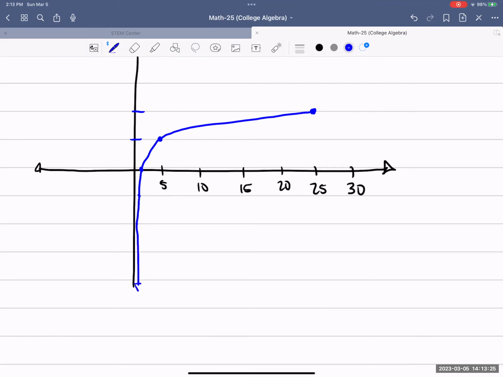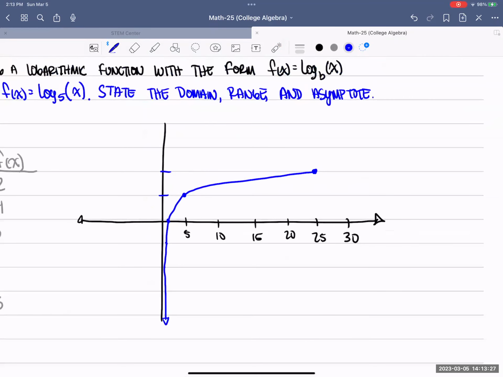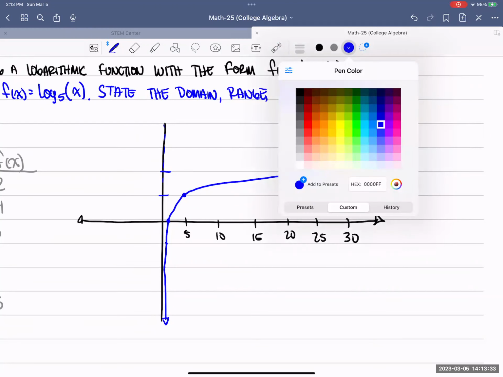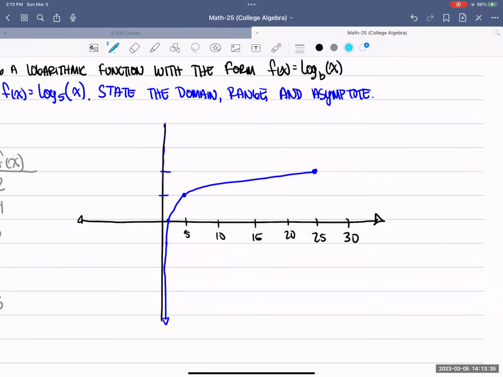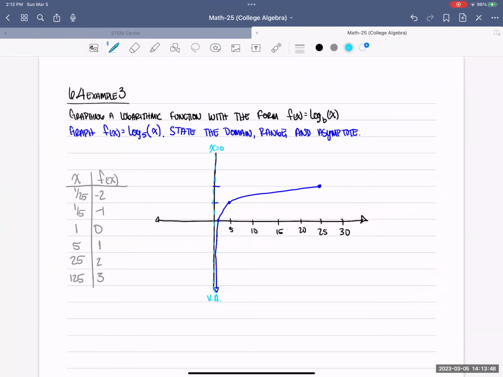So here, our asymptote is at x equals 0. We'll get a color that's a little more vibrant so we could see it. So this here is our asymptote, x equals 0. It's our vertical asymptote. And there we go. So lastly, they want us to identify domain, range, and asymptote.